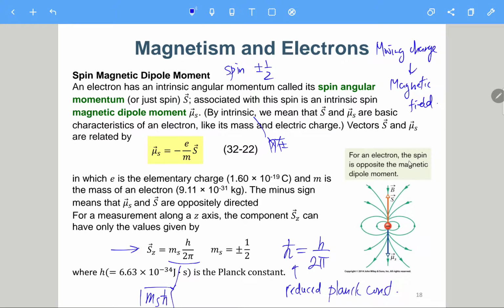So for an electron, the spin is opposite to the magnetic dipole moment. Yeah, so you can see S pointing upward, and then mu S pointing downward.